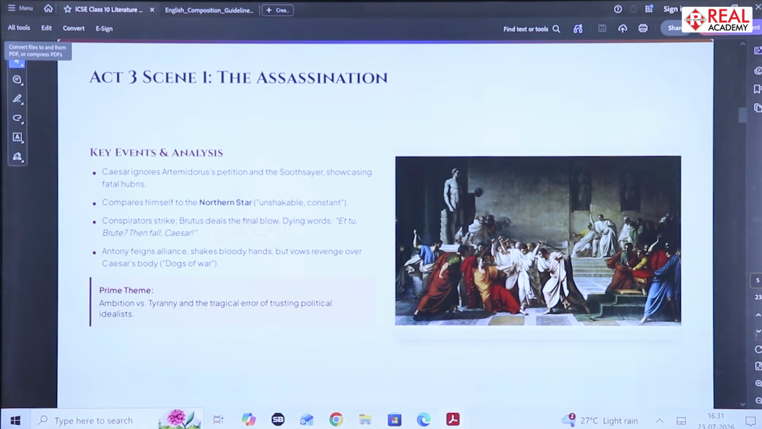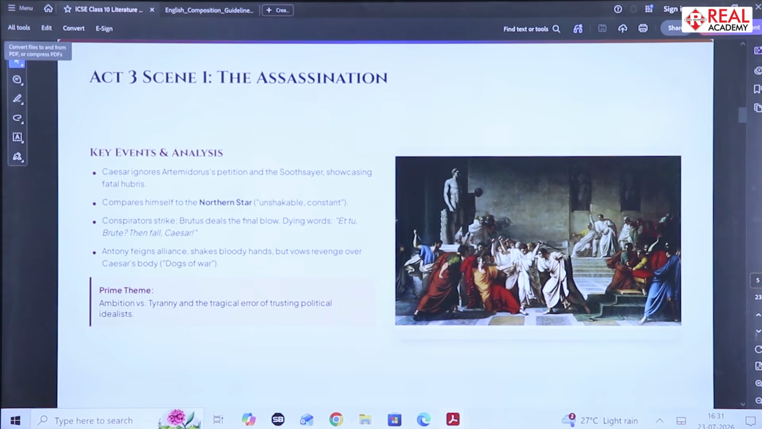Caesar firmly refuses. He declares that he is as constant as the Northern Star, which never changes its position. He says that if rulers keep changing their decisions because of personal requests, they lose their authority and dignity. His confidence and pride make him reject every appeal.